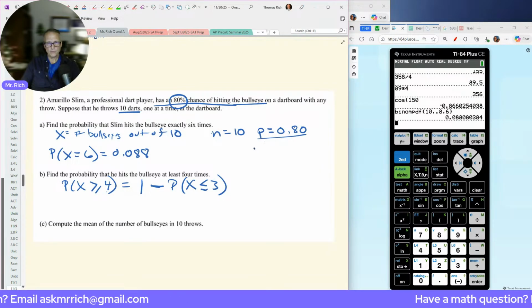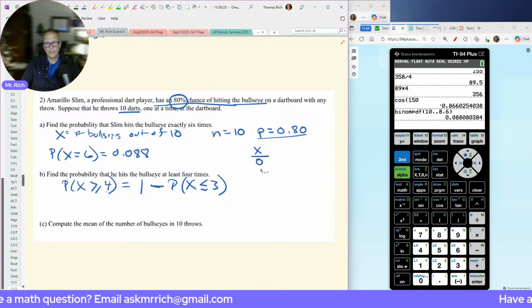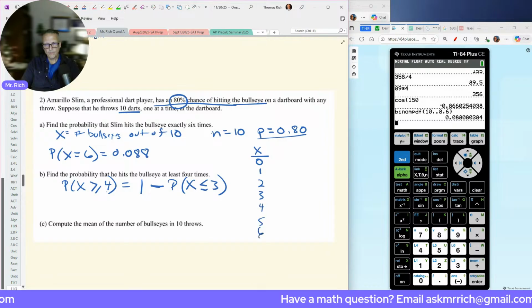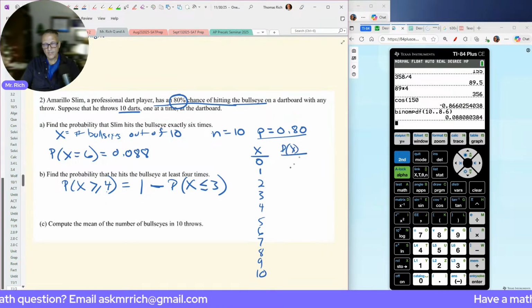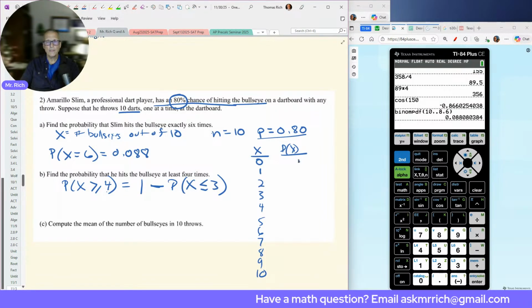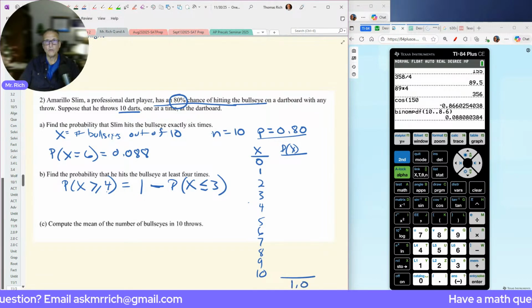So think about it this way. This is the best way to think about this. Think of all the ways that Amarillo Slim could actually throw 10 darts. He might hit none. He might hit 1 bullseye, 2, 3, 4, all the way up to 10. Maybe he hits all 10 bullseyes. And each one of those outcomes of 10 throws has its own probability that you could calculate with binom PDF. All right, so what we're asking, though, is what is the probability? Oh, and by the way, all of those probabilities would have to add up to the number 1.